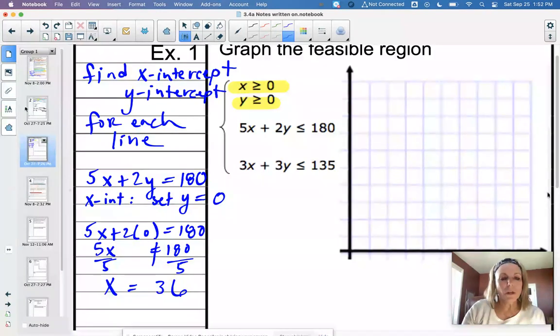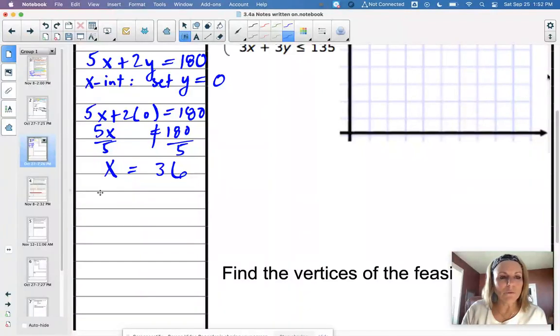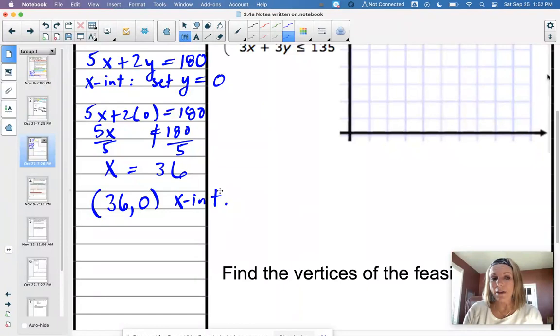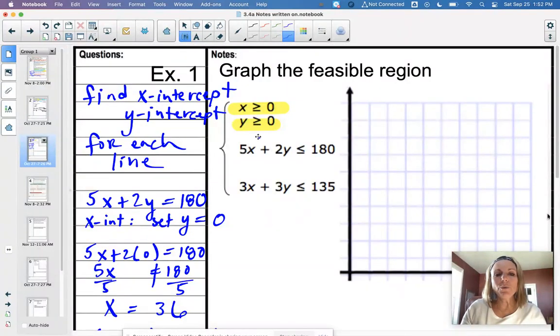So we found a point right now. I'm going to scroll down, and the point we found was 36, 0. That is the x-intercept. An x-intercept means there's an x value, but there is no y value because it's a point on the x-axis. So what we're doing right now is we're taking care of this line right there. So now let's find the y-intercept.